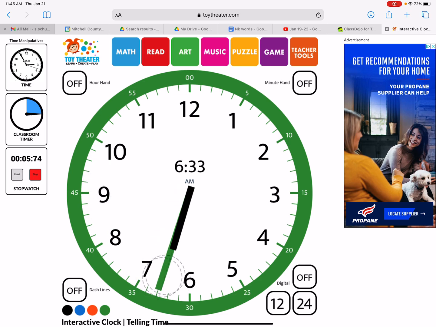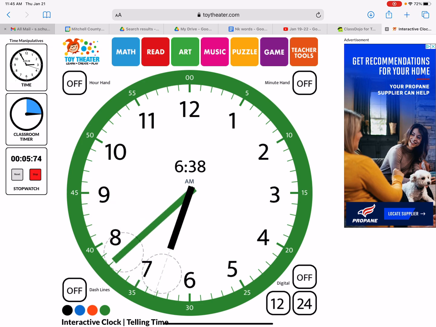But for the minutes, you have to count by 5s. So for example, the time is now 6:35. It's not on the 7, so it's still going to be the 6th hour. And if we count by 5s until we get to number 7, we start on 12 as 0, and then 5, 10, 15, 20, 25, 30, 35. So in this example, it's 6:35.